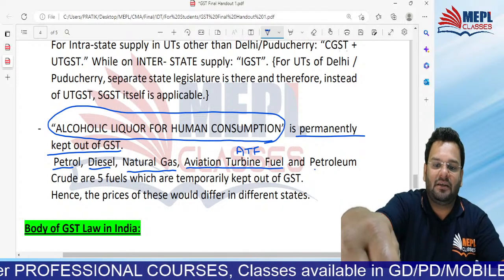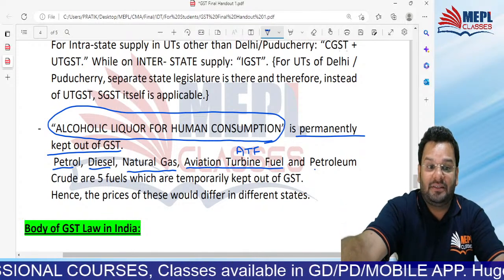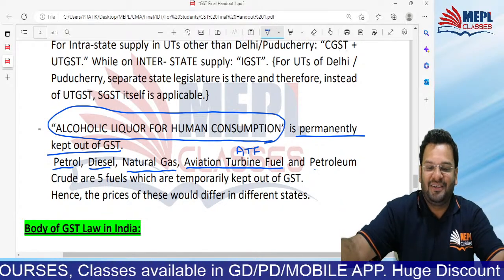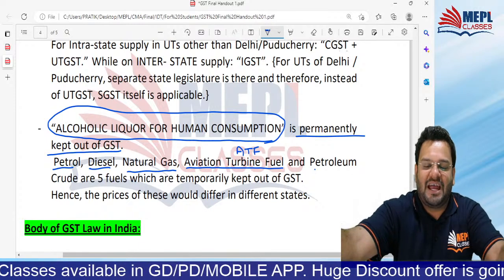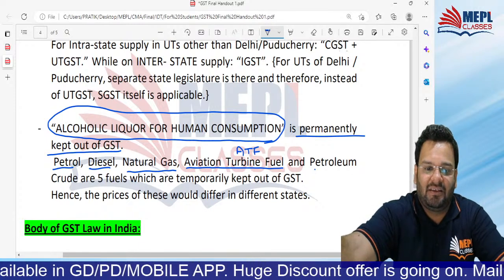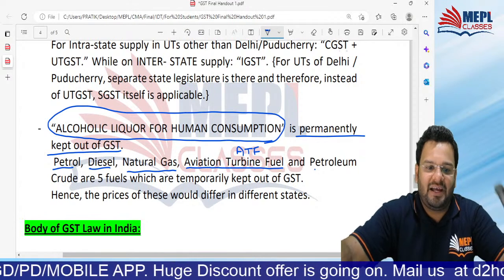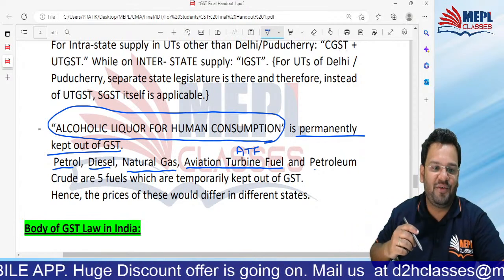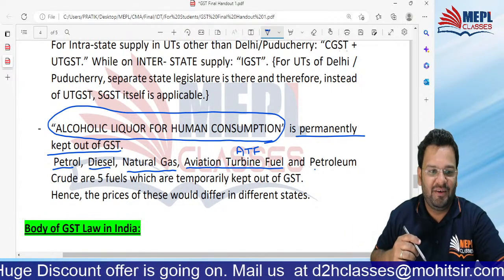Just give me 1 second, adjusting the screen to read your chat. Just give me 1 second. Yes, now it is adjusted. Well, it is well adjusted now.